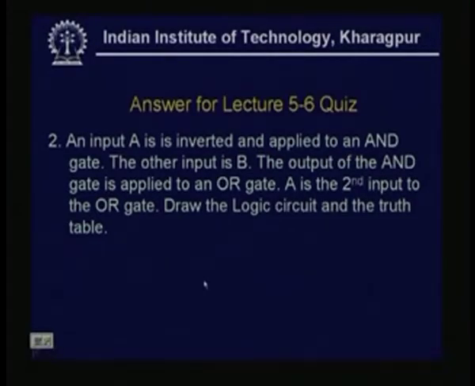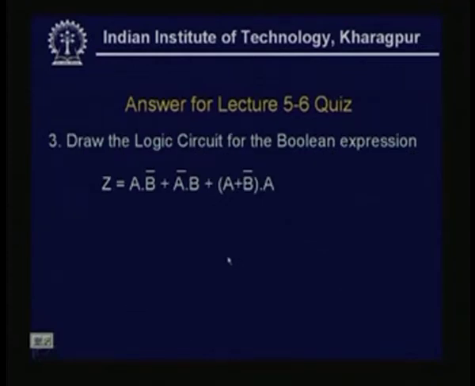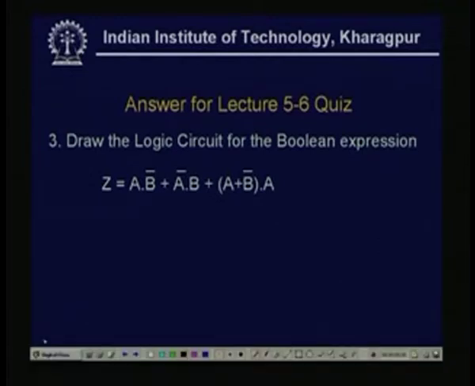Now, our third question was: draw the logic circuit for the Boolean expression Z equals A B bar plus A bar B plus A plus B bar dot A. Now, if we draw the circuit, then what will be the thing?